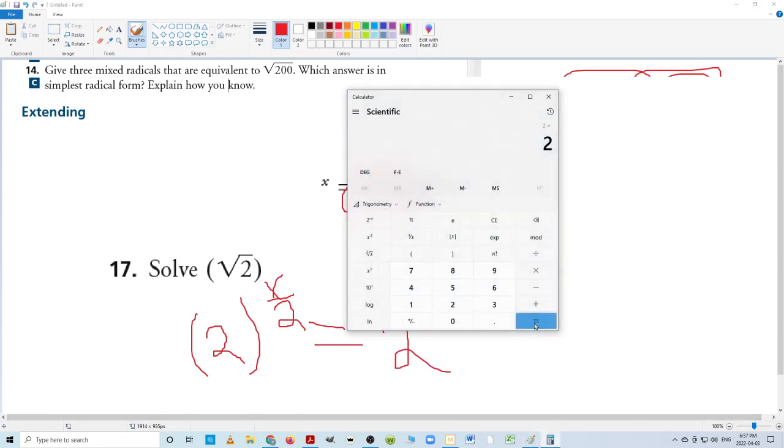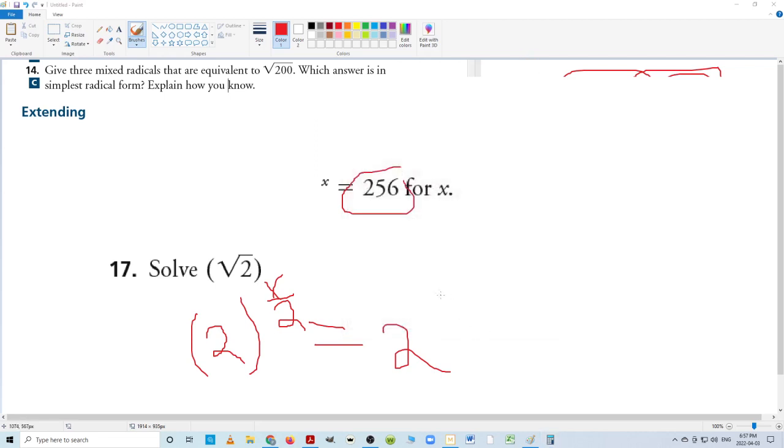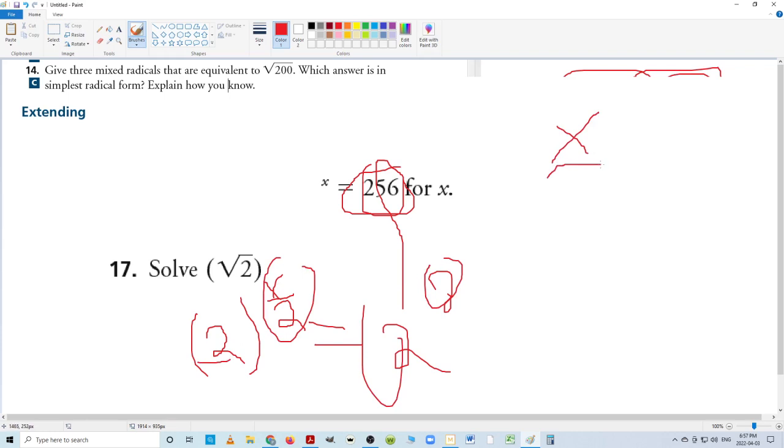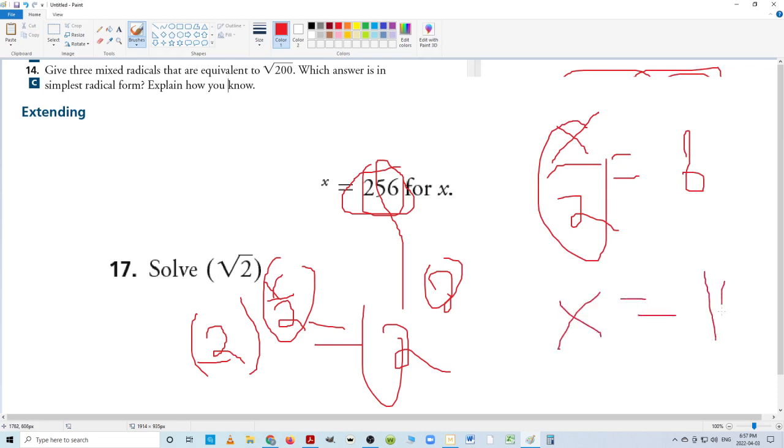To the power of 2 is 4, 3 is 8, 4 is 16, 5 is 32, 6 is 64, and 7 is 128. So 8 is 256. So that means I can express 256 as 2 to the power of 8. Well, if 2 to the power of some unknown amount is equal to 2 to the power of 8, the rule is that x over 2, the exponent, must be equal to the other exponent. To solve for this, I multiply both sides by 2, and I get x is equal to 16.